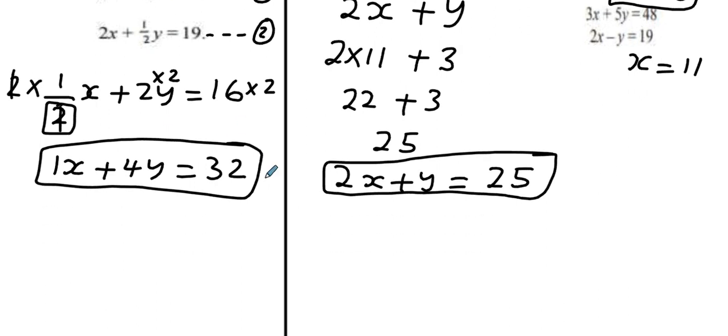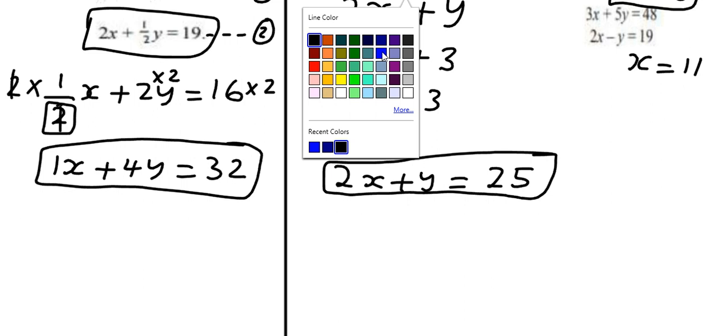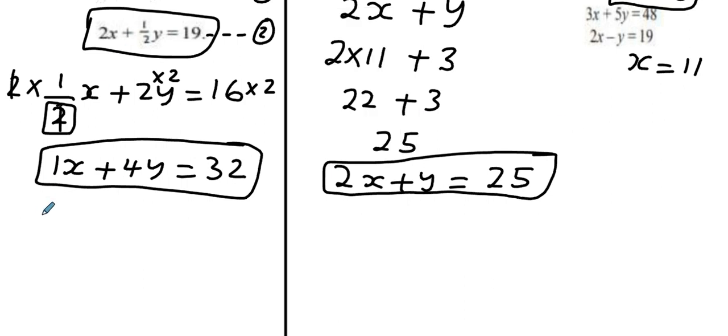Okay, you can pause the video and try to remove the fractions in here. But if you don't mind, you can follow me. Let me change pen color. Okay, we have 2x plus 1 over 2y equals 19. Let me give a space. You have 2x plus 1 over 2y equals 19.